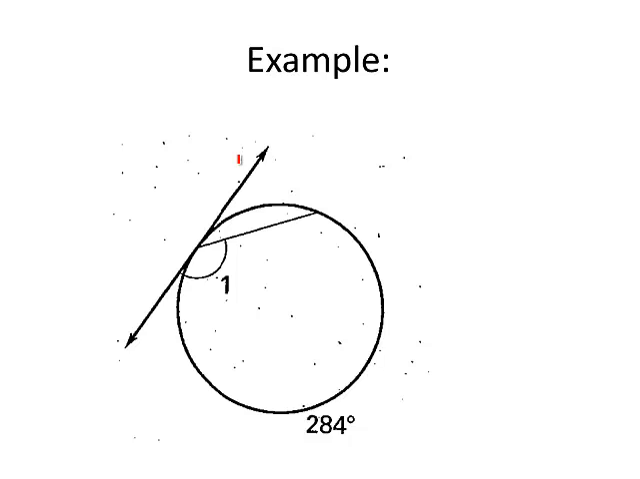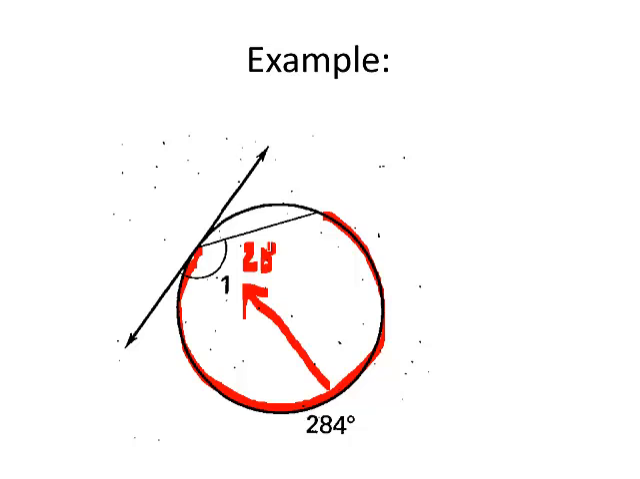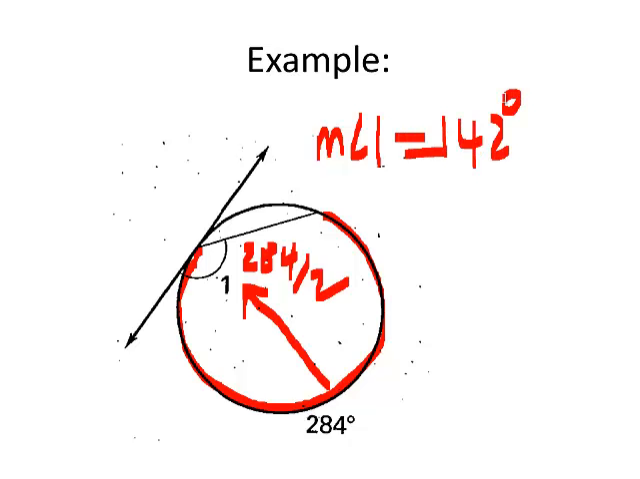Okay, so here's an example. I have my tangent line and my chord, and the intercepted arc that's created is this intercepted arc right here. And we know that it is 284, so to go from the intercepted arc to the actual angle, all you do is 284 divided by 2. So measure of angle 1 equals 142 degrees. And that's it.